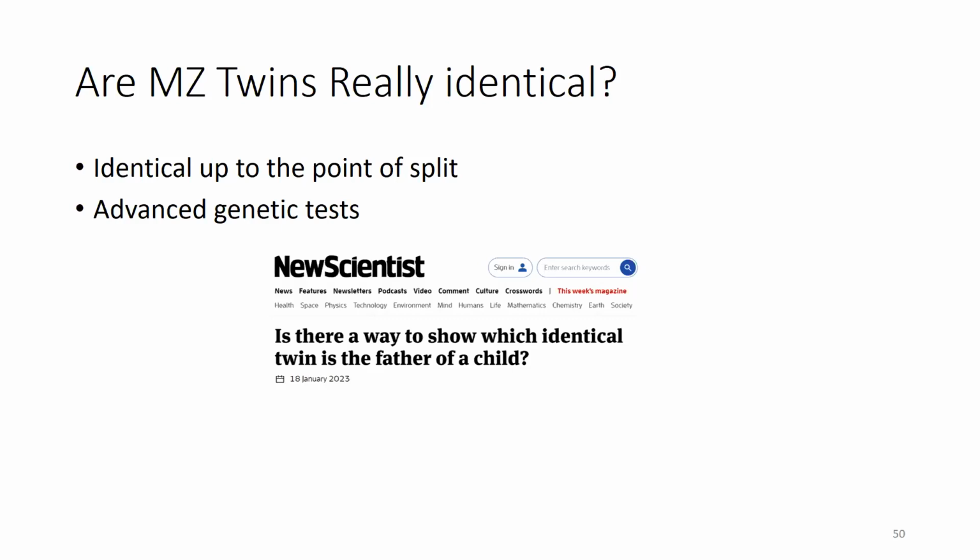And even when they are looking at crime scenes, they're able to tell which identical twin left their genetic material at the crime scene. But they're not completely identical.